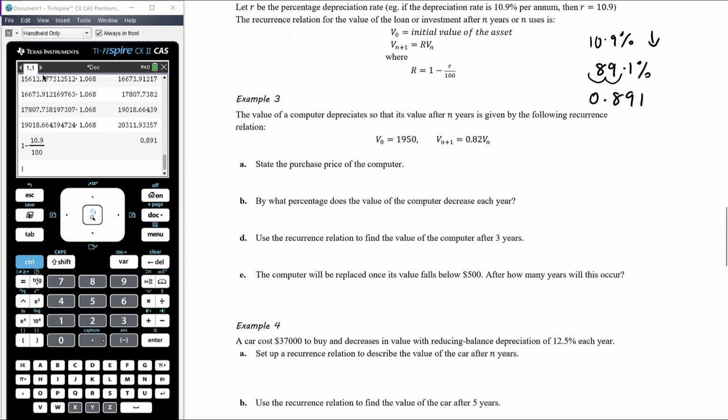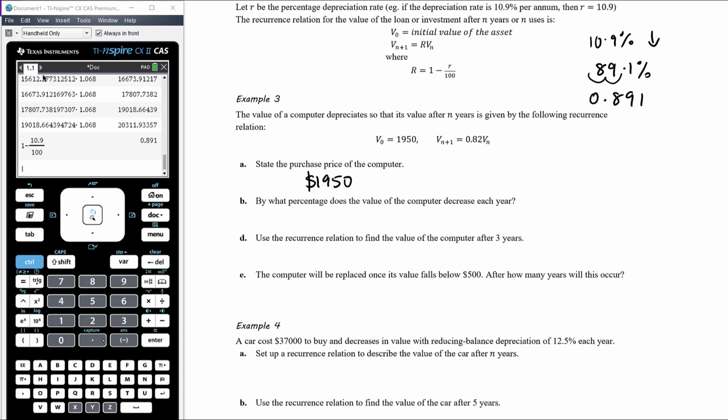The value of a computer depreciates so that its value after n years is given by the following recurrence relation. So V0 is 1950, so that's the initial value of the computer. And then each year we're multiplying by 0.82. I'm sure there'll be a question that asks us about that, but you should be thinking about what does that mean in terms of a percentage decrease. So state the purchase price of the computer. That's going to be the 1950.